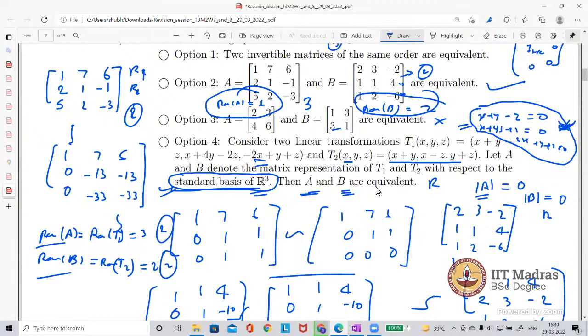And suppose both cases have 0, then the best way is to use the row echelon form to decide the rank. Got it, sir. Thank you.